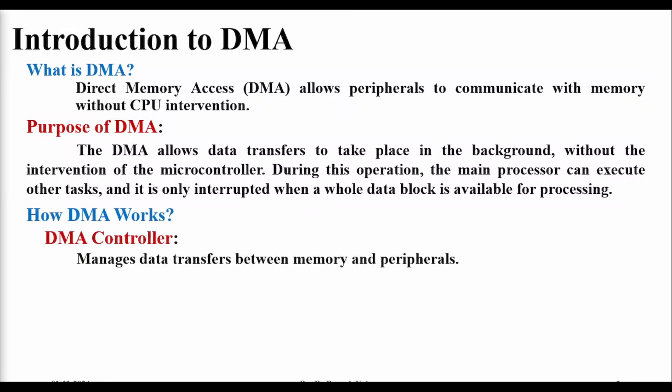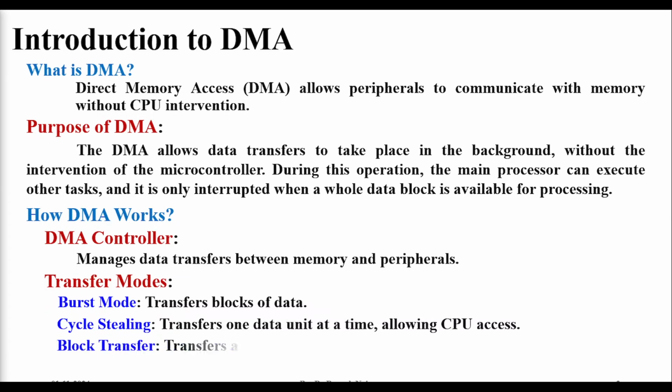So how does DMA basically work? DMA is a controller in itself which manages the data transfer between the memory and peripheral and vice versa. The different modes in which the DMA can transfer the data are, first, burst mode, in which we can transfer a block of data. A set length of data, or set size of data, is transmitted in one go. That is called burst mode.